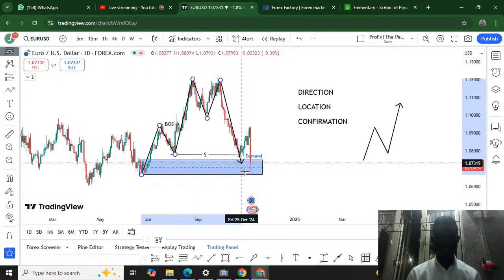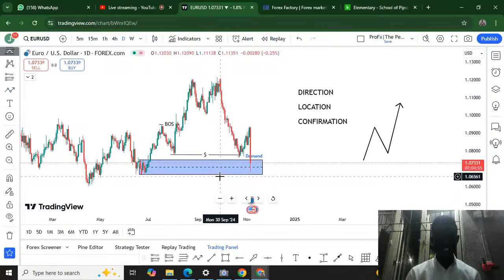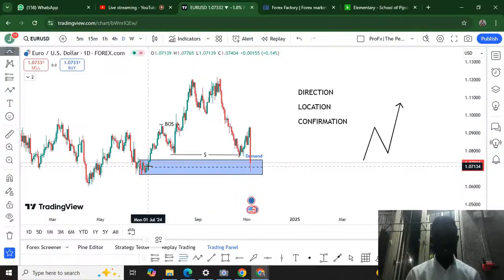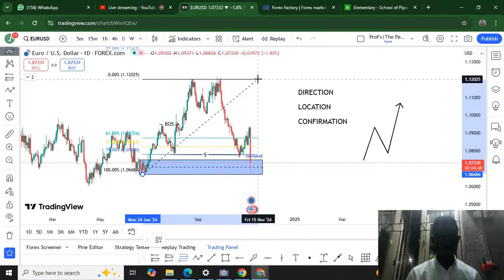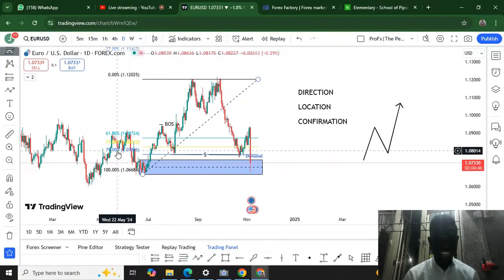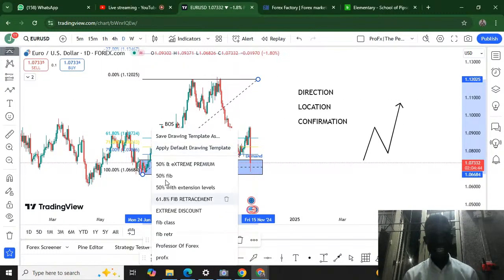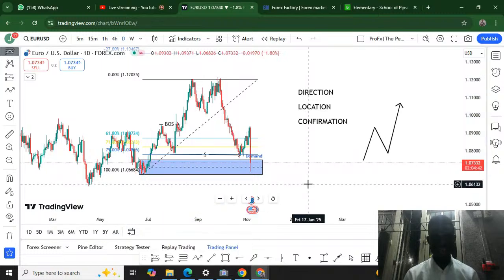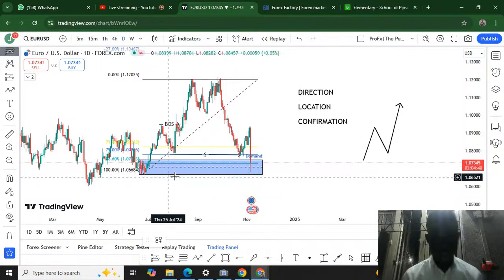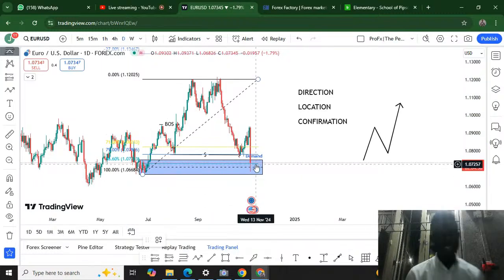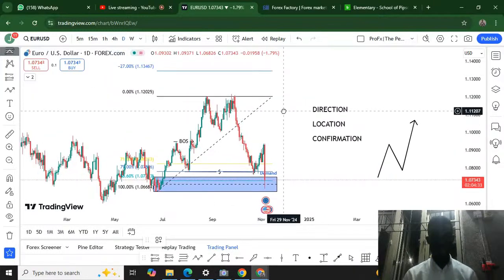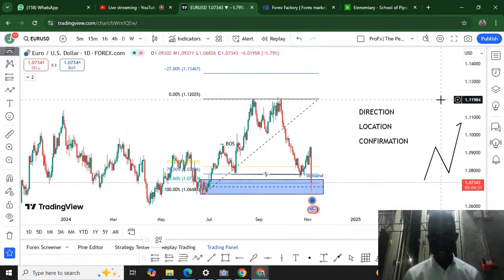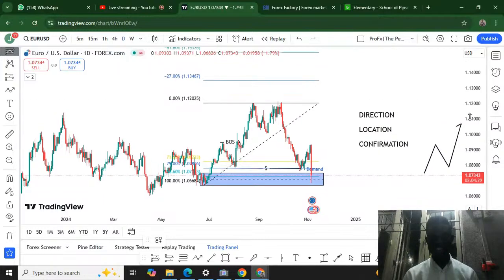Location, demand, or just draw out a Fibonacci retracement from this low to this high. We are currently in the extreme, in fact, more than extreme, as if we are even going back towards the 100%, but we are in the extreme discount zone. So that's clear. So direction is clear, location is clear. That's why we are currently in the demand, right?